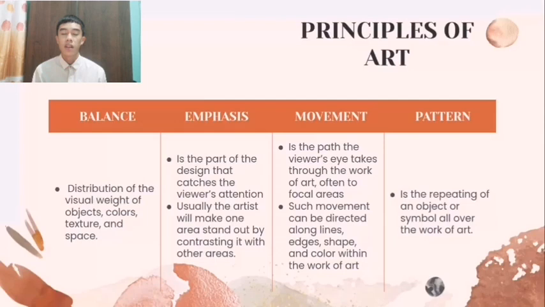Next, movement. Movement is the path the viewer's eyes take through the work of art, often to the focal areas. Such movement can be directed along lines, edges, shape, and color within the work of art. Next, pattern. Pattern is the repeating of an object or symbol all over the work of art.